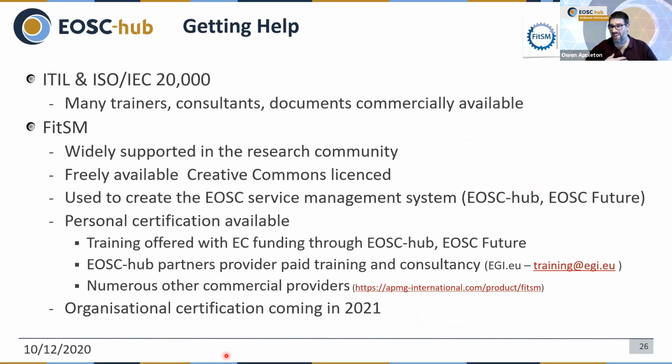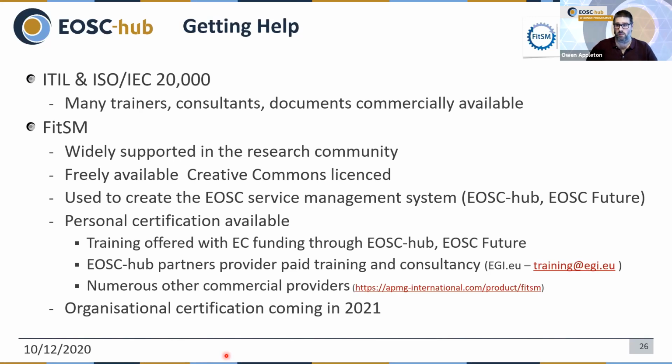If you follow my advice and think FitSM is the way to go, which obviously I would say, but I think it's definitely more appropriate for our sector. It's pretty widely used in the research community now. It's freely available. It's been used within EOSC-hub. We have our own service management system that we use to deliver services, and it will be used, we believe, as well in the next phase of EOSC building in EOSC Future, where the EOSC service management system will continue with these processes and the policies, procedures, processes that we discussed earlier.